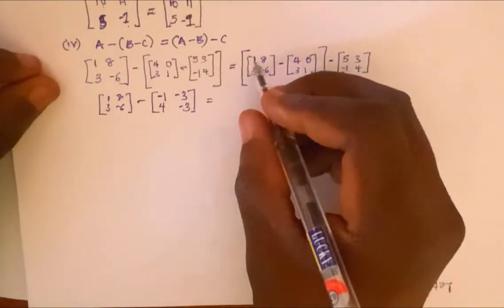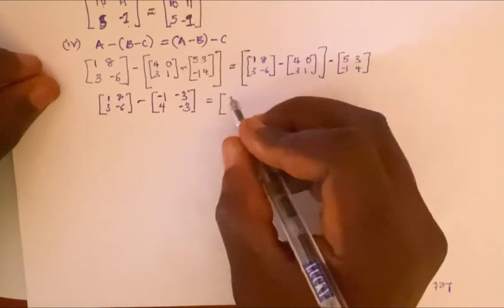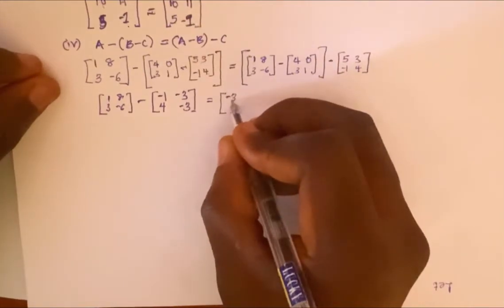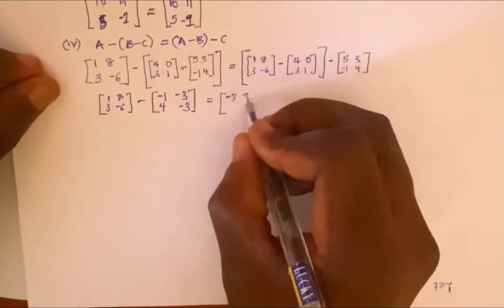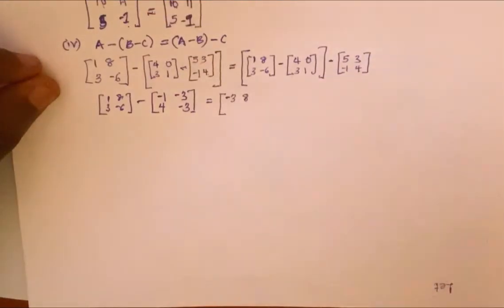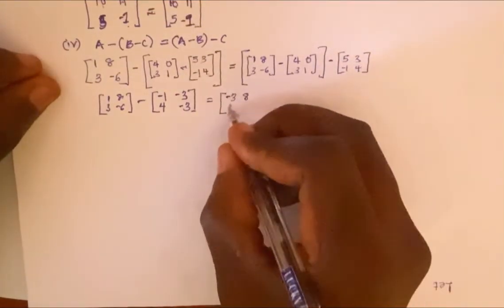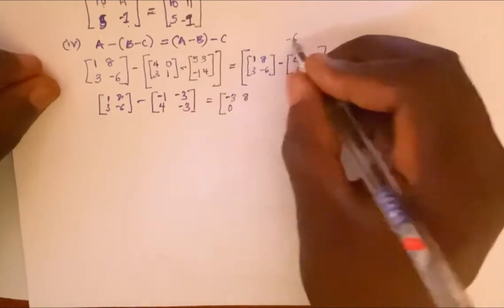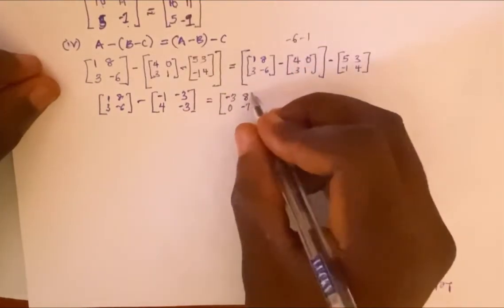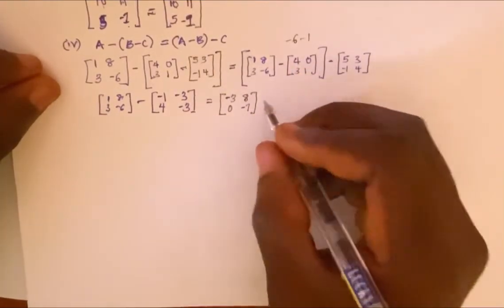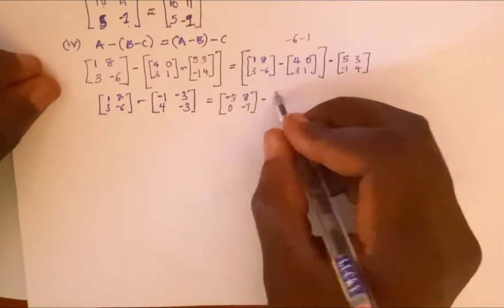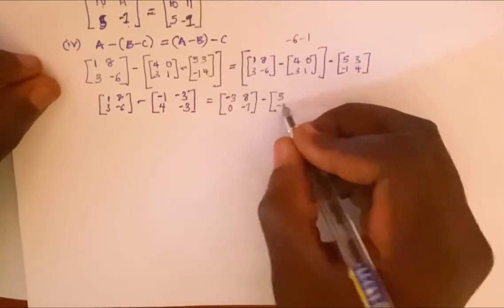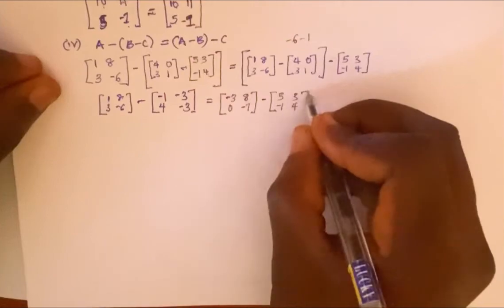I'm having 1 minus 4, that's minus 3. 8 minus 0, that's 8. 3 minus 3, that's 0. Minus 6 minus 1, that's what? Minus 7. Right? Then here I'm having minus into bracket, that's 5, minus 1, 3, and 4.